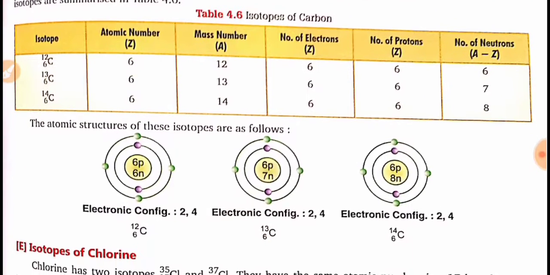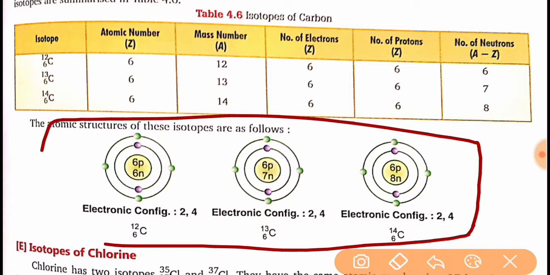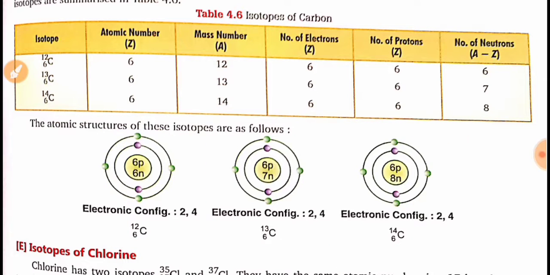These are the structures given. You can see these structures, and you can easily make them. If we talk about carbon-12, take only the first example first. Its electronic configuration will be 2, 4. So in the first shell 2 electrons are there, and in the second shell 4 electrons are there, and you can represent it with 6 protons and 6 neutrons. Same electronic configuration 2, 4 here also.